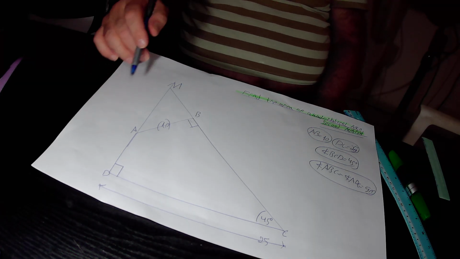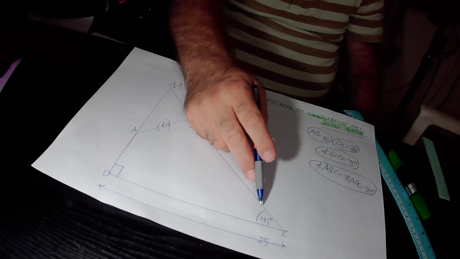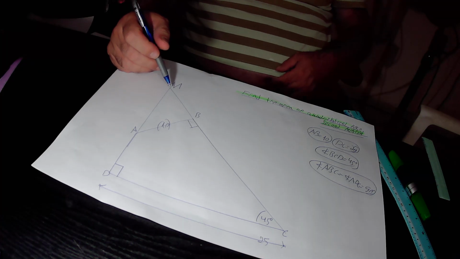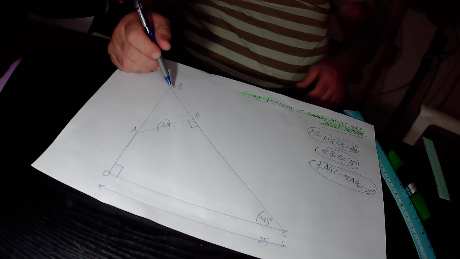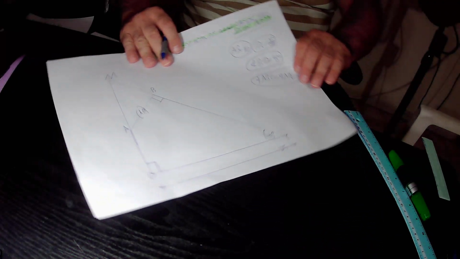In the right big triangle MDC, this angle equals 90 degrees, this angle equals 45 degrees, and therefore this first angle must be equal to 45 degrees in its size, according to the rule that the sum of the angles in any triangle is equal to 180 degrees.